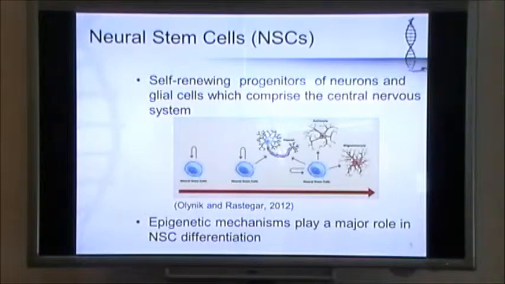Though it's not completely characterized, it is understood that in addition to things like transcription factors and cell-to-cell signaling, epigenetic mechanisms play a major role in NSC differentiation, especially in the determination of cell type-specific expression programs.